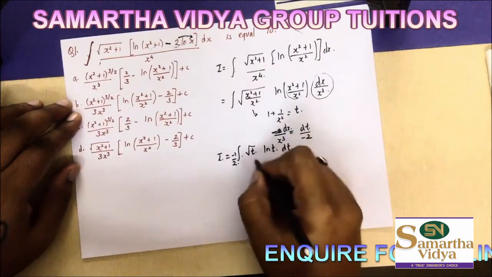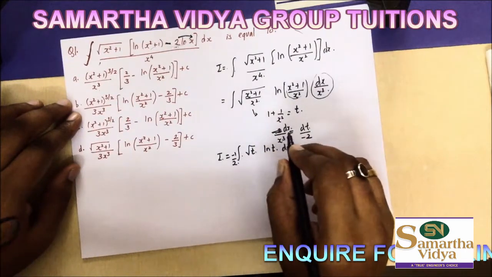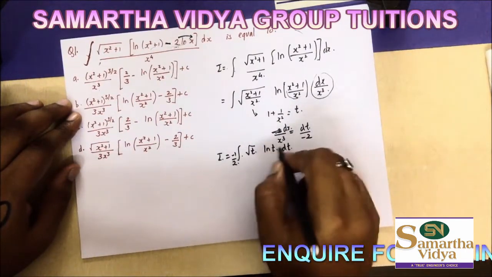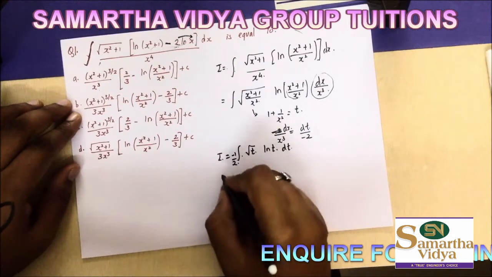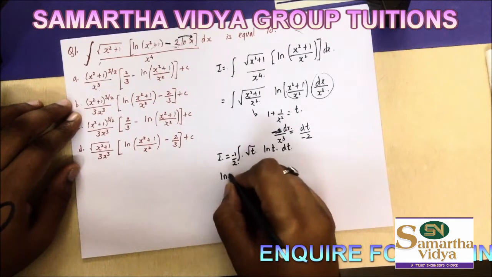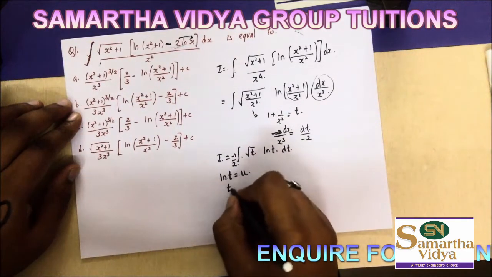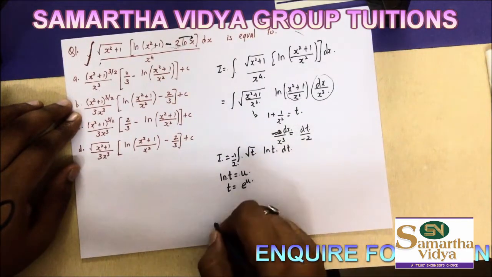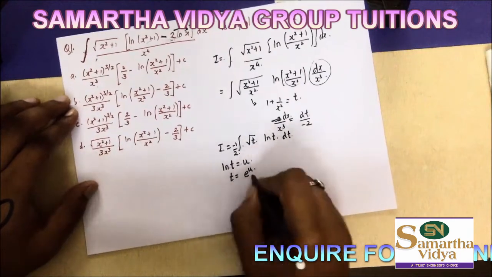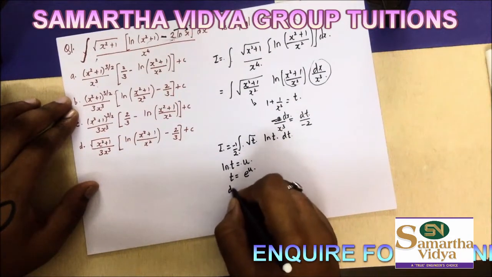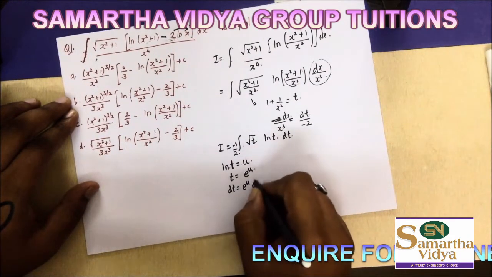After this, we again need to make one more substitution because this is going to be difficult to solve. So what we can do is we can take ln t is equal to u and t is equal to e raised to u. So we get the derivative of this. So dt becomes e raised to u du.